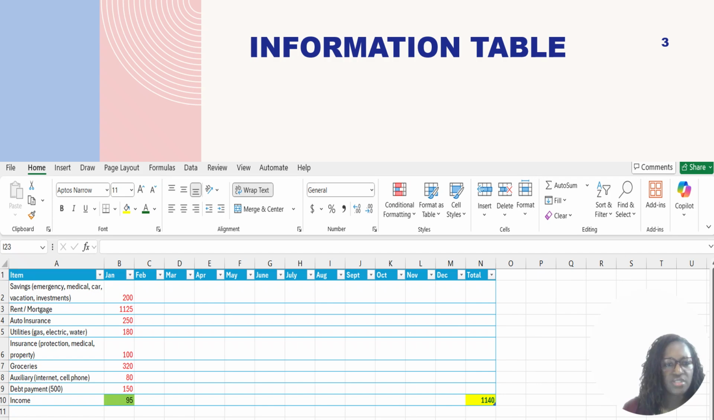Your groceries, of course, must be included there because we need to eat to stay healthy, right? So I put $320. Auxiliary. When I say auxiliary, it can mean your internet, your cell phone, cable, just something extra that you have as a monthly expense that you need to have. I have here $80, and debt payment.